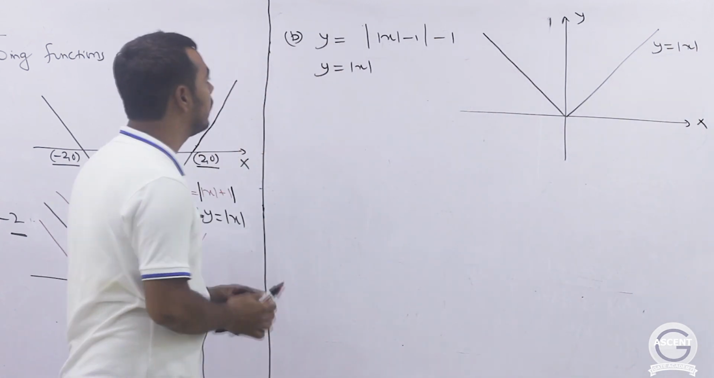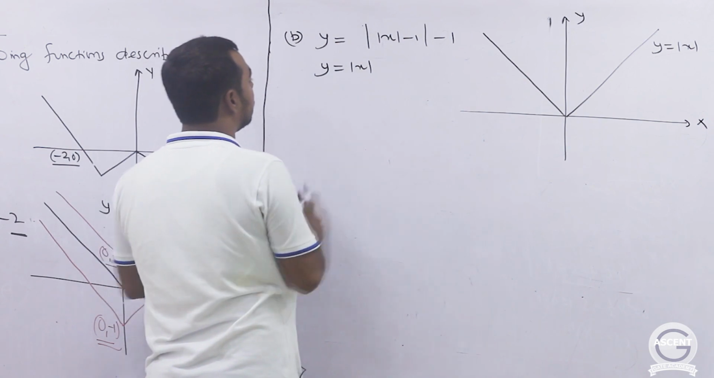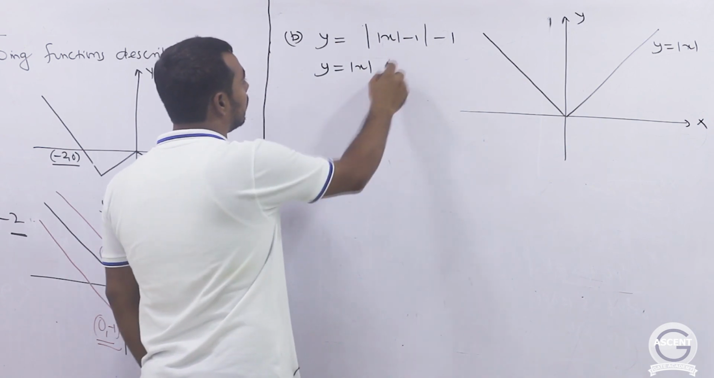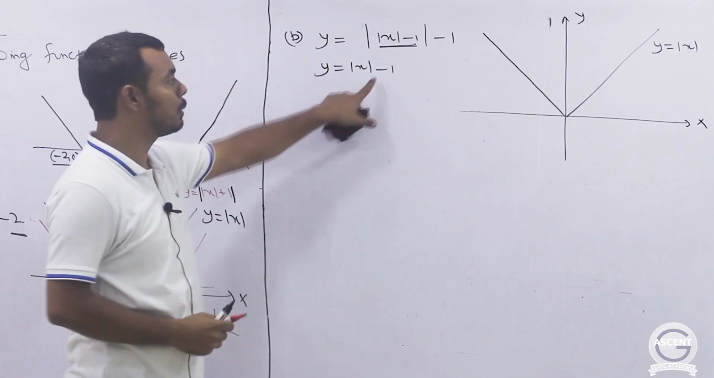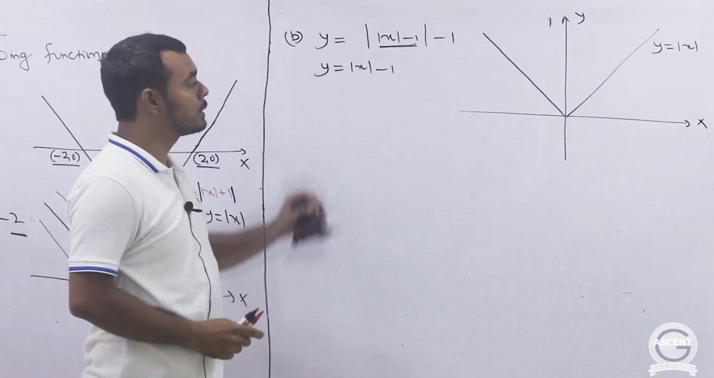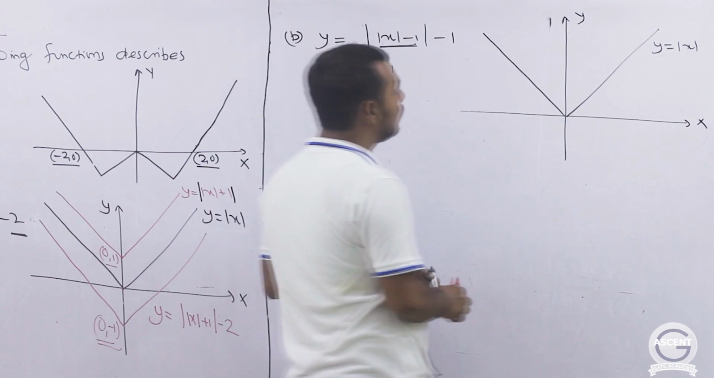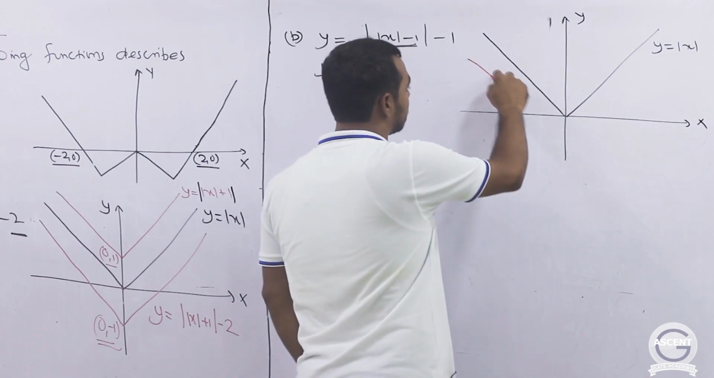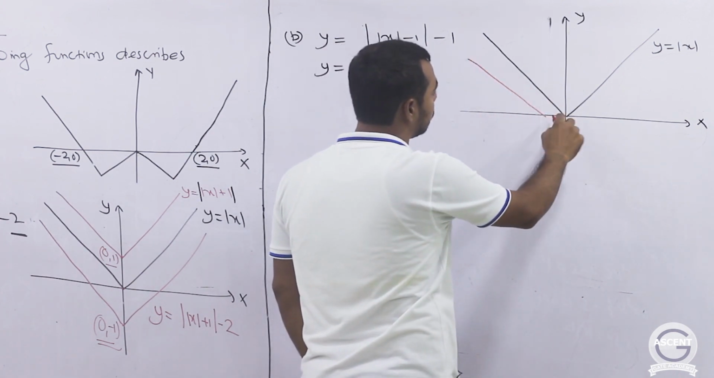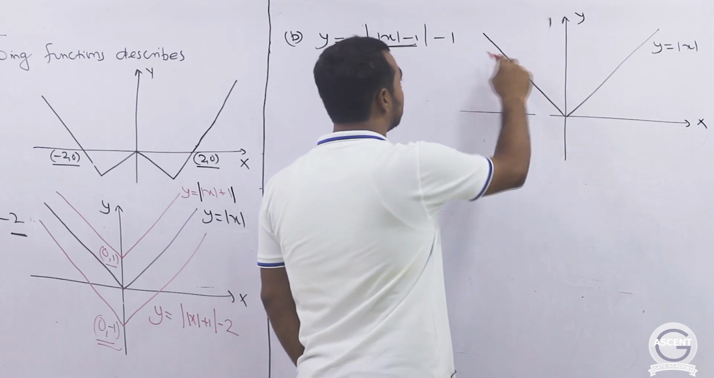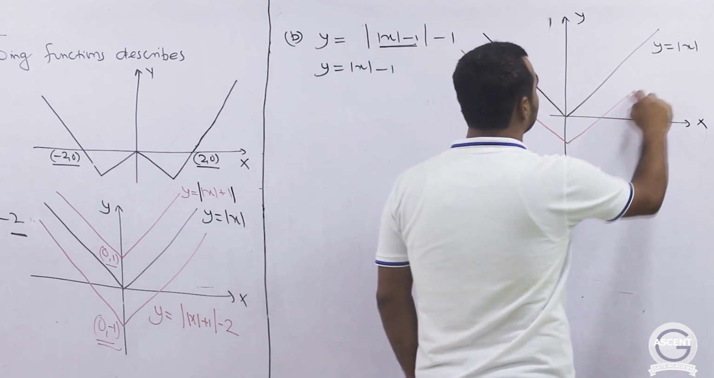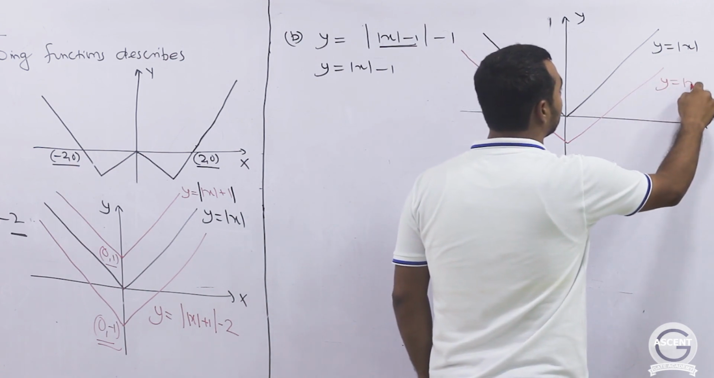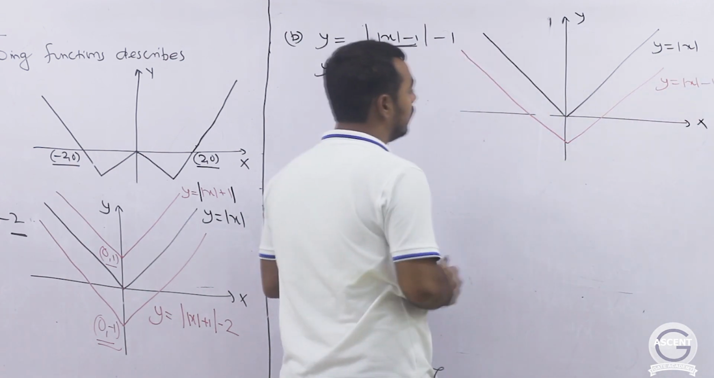Now we need to draw the graph of mod x minus 1. This means shifting the graph by 1 unit towards the negative y axis. The graph that you are going to get will be a line parallel to this line, so you will get a graph something like this. This is your graph of y equals mod x minus 1.